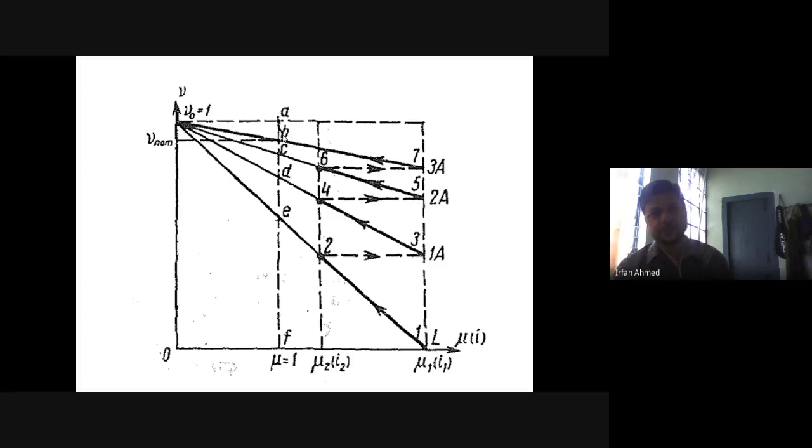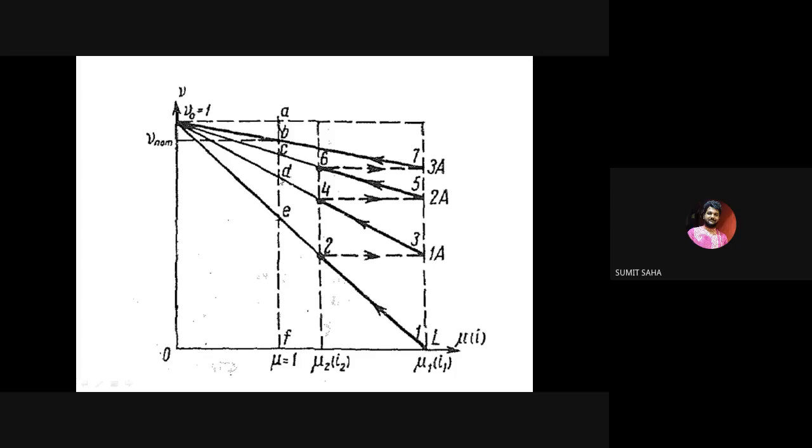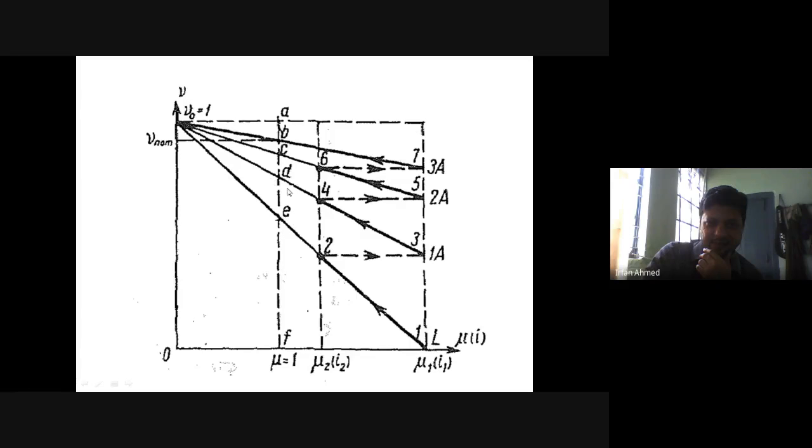And the answer to the next question, all of you already know. How much is the value of R1? It is V by I1, that is DE in per unit. How much is the value of R2? It is CD in per unit. How much is the value of R3? It is BC in per unit. And this is the armature resistance in per unit. So this is how you find the values of R1, R2 and R3. Okay? Clear? Yes, sir.